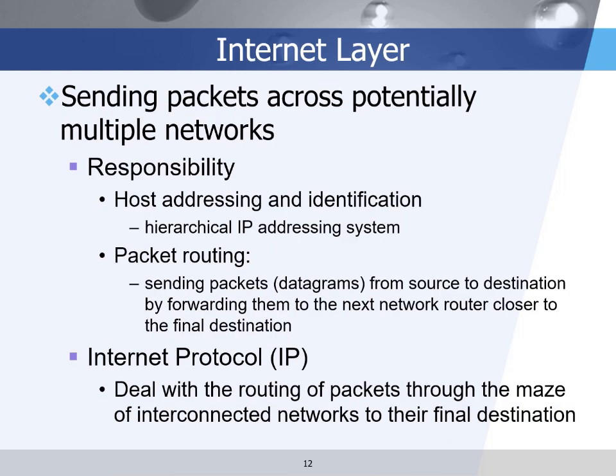The internet layer will send packets across potentially multiple networks. So the responsibility of the internet layer is host naming, addressing, and identification. It will give each of the hosts a unique identification, which is the IP address. It will also have the capability of packet routing. It will send packets from source to destination by forwarding them to the next network router closer to the final destination. And the most important protocol in the internet layer is the IP, which is Internet Protocol.